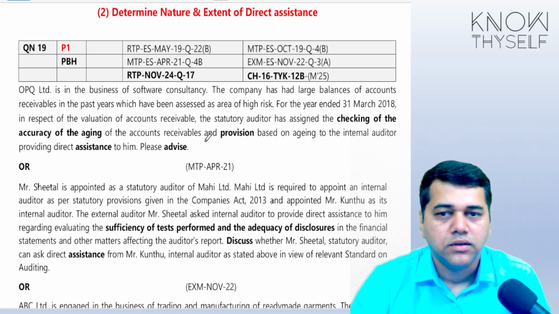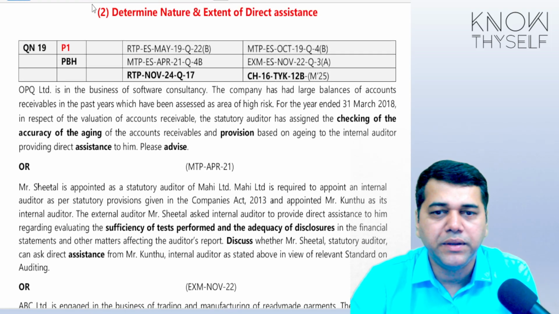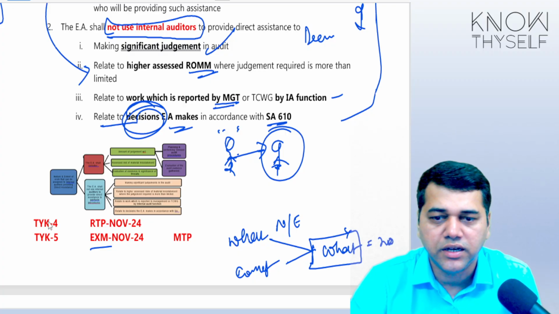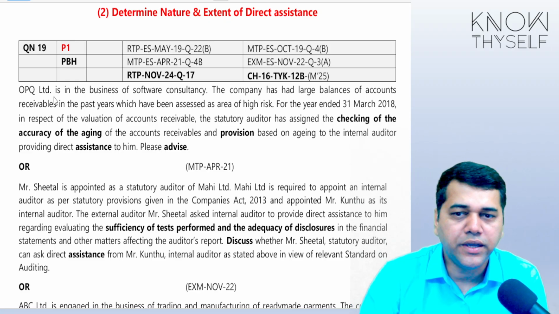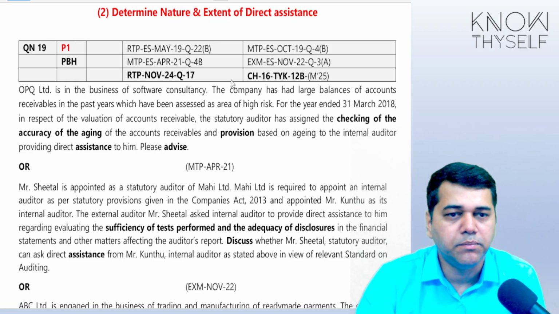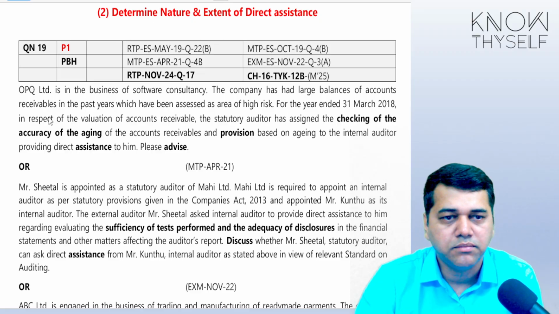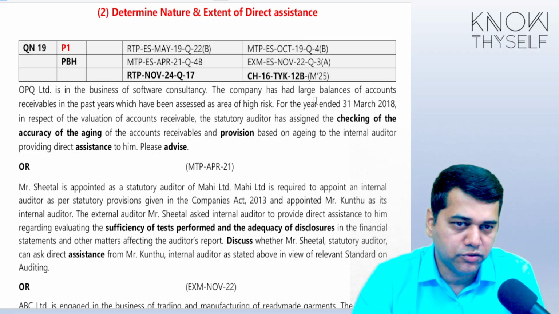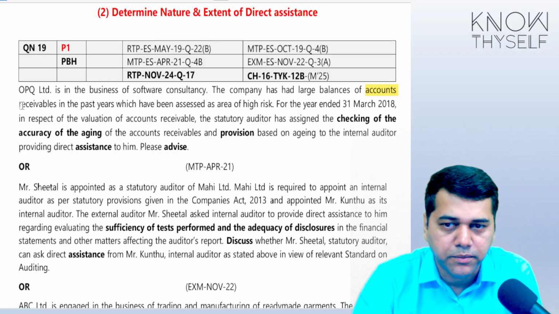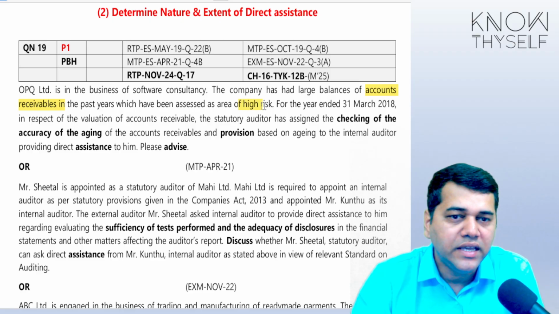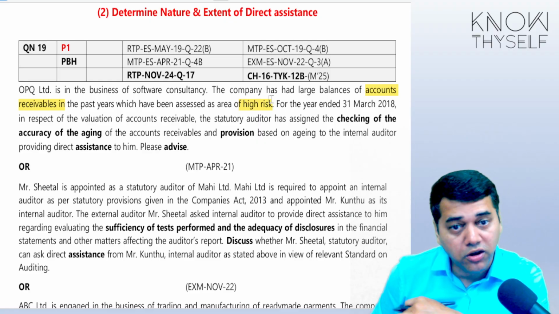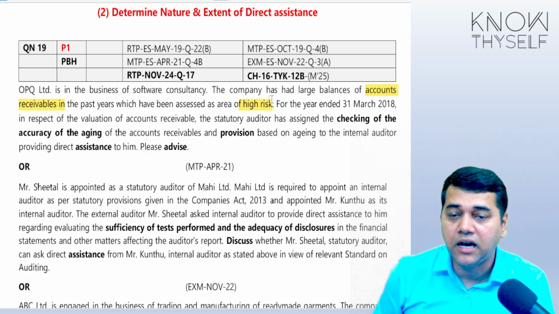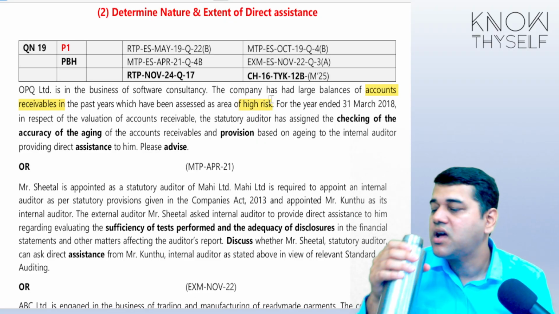Now, question RTP November 14. Okay, so we are done with this RTP November 14. OPQ is in the business of software. The company has large branches, and the balance of accounts receivable is assessed as high risk. Okay, so you have got accounts receivable as a high risk area. That means this accounts receivable could have been fraud. This could have a high, what is that called, a reserve for bad debts.